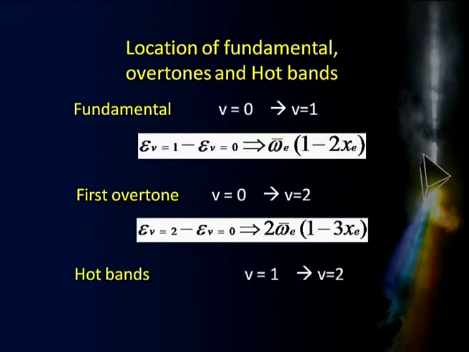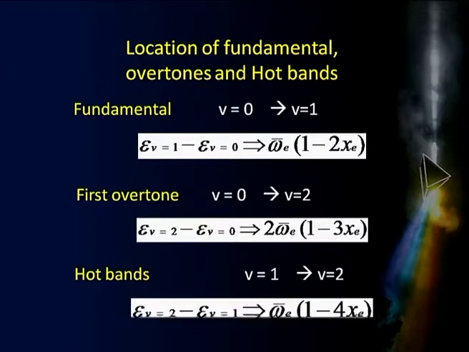And hot bands, we talked about the bands which are observed when you increase temperature. When you increase temperature, the V equal to 1 level becomes reasonably populated, and we do expect some transitions from V equal to 1 to V equal to 2. Such bands are called hot bands, and they will be located at omega E (1 minus 4 XE). So, those are the possible locations of these transitions.